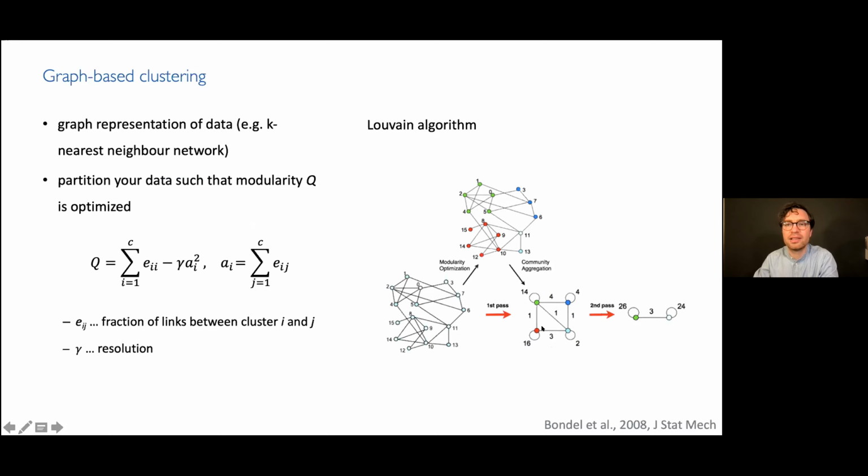And so you aggregate this, you do the copy attempt again, and so on until you finally arrive at a state where you can't optimize modularity anymore. This is how the algorithm works to solve the problem of modularity optimization. This algorithm works very well with many kinds of data. Again, it's used a lot to identify cell types in single cell genomics.